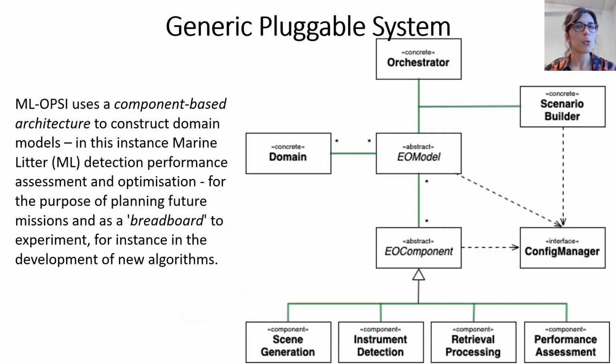As you can imagine, considering all the different parameters and conditions that could impact our ability to detect plastic is a challenging task. And in order to assess and add the different parameters and factors that will impact the detection, we have designed ML-OPSI as a generic pluggable system that uses a component-based architecture to construct domain models. In this instance, marine litter detection performance assessment and optimization for the purpose of planning future missions, and as a breadboard to experiment, for instance, in the development of new algorithms.